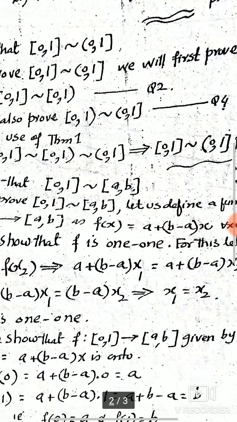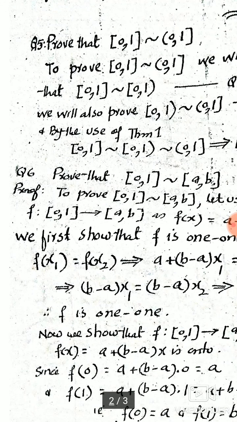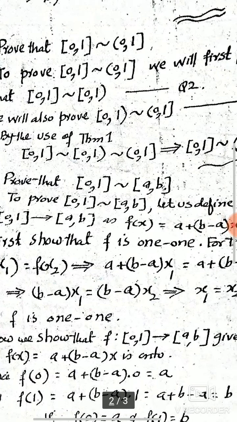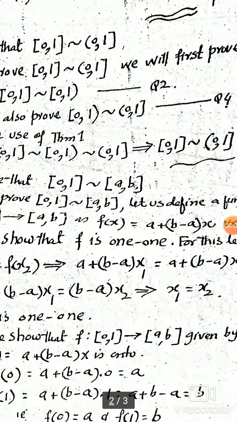Question number 4, we proved above, and by the use of the theorem, the closed interval [0,1] is equivalent to [0,1), which is equivalent to the open-closed interval (0,1]. This implies, from the transitive property, that the closed interval [0,1] is equivalent to the open-closed interval (0,1]. That is proved.